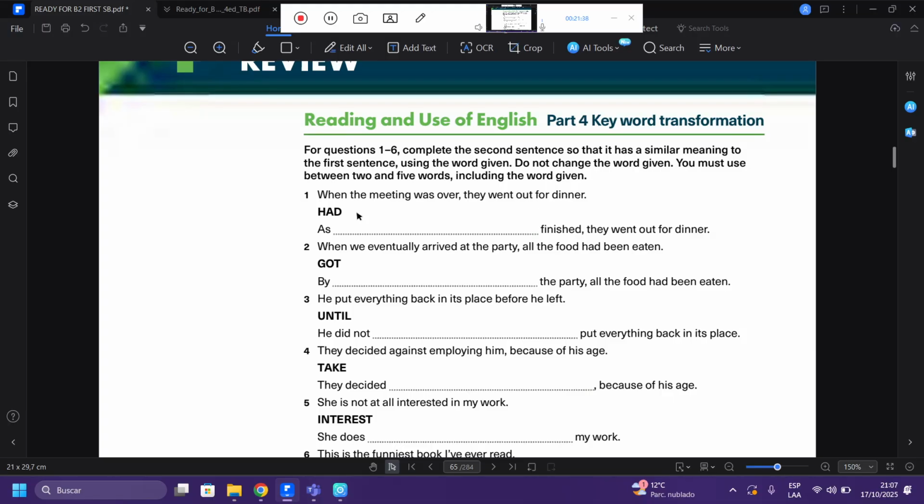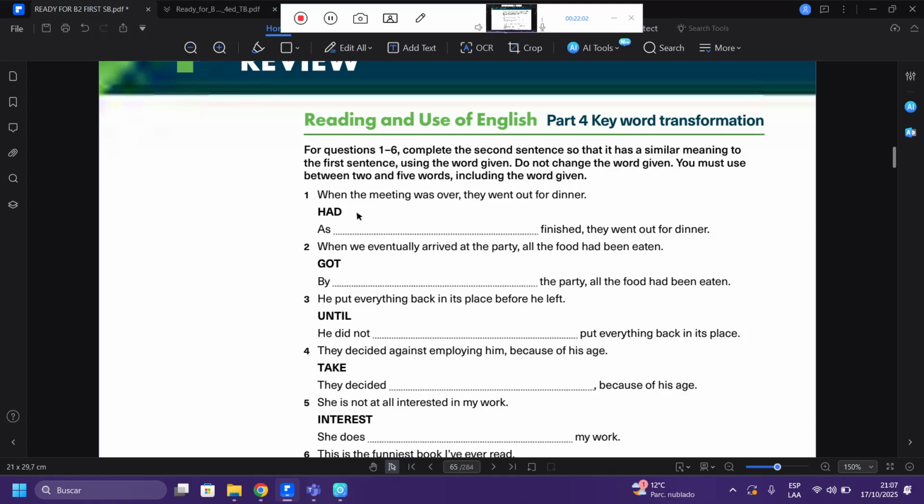Do you have any idea how it could be with "had"? And we have "finished". They went out for dinner. What could it be? When they had finished the meeting, they had dinner. Something like that. But at the very beginning we have "as".